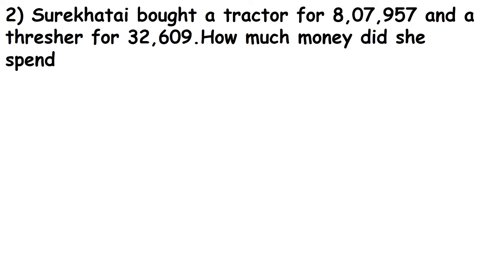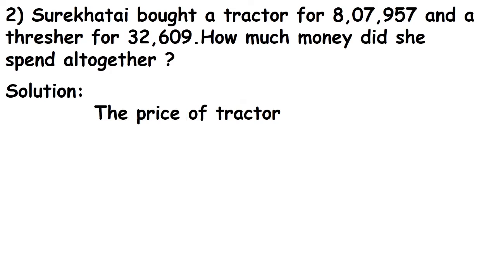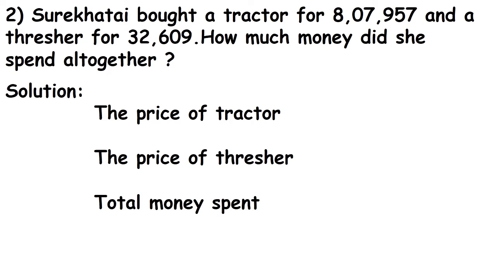Let us solve the second sum. Surekha Tai bought a tractor for Rs 8,07,957 and a thresher for Rs 32,609. How much money did she spend altogether? To find the total amount of money spent, we have to add both of these numbers, that is the price of the tractor, which is 8,07,957, and the price of the thresher, which is 32,609. Let us add them.